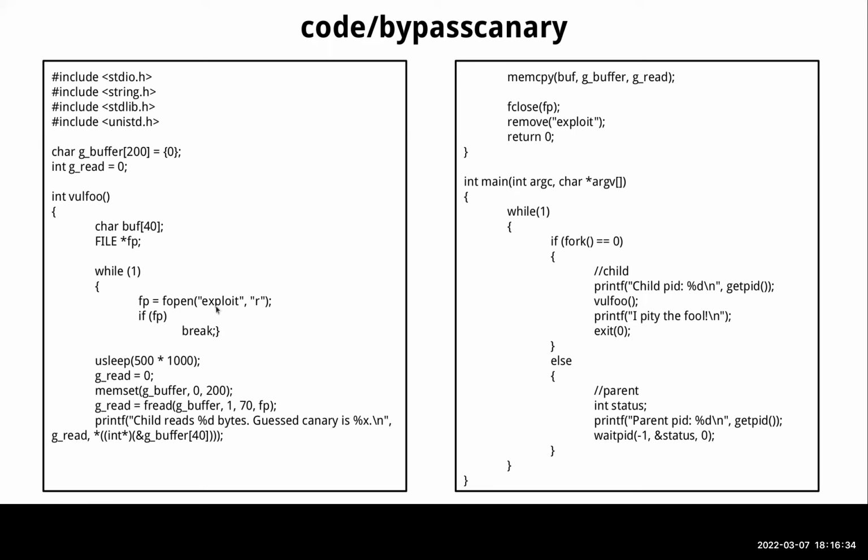So if it finds there is a local file called exploit, it will basically just read whatever you put there into the buffer. So it gives you an infinite number of opportunities to guess. If it doesn't work, it will close the file, remove the exploit, then return 0. Okay, so this is how the program works.